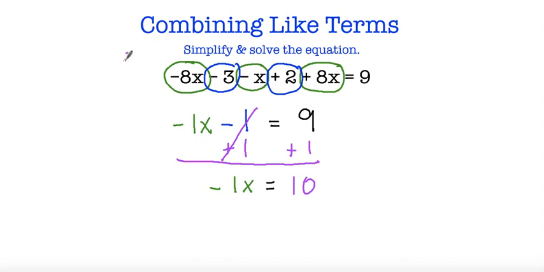Remember that our goal is to get x by itself, so I do have to get rid of that negative 1. In order to get rid of that negative 1, I could divide both sides by negative 1. That cancels out. On the left side, I'm only left with x now, and x is equal to 10 divided by negative 1, which is negative 10. And that's it.